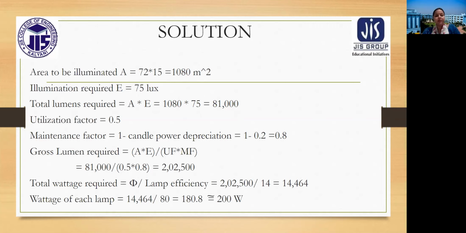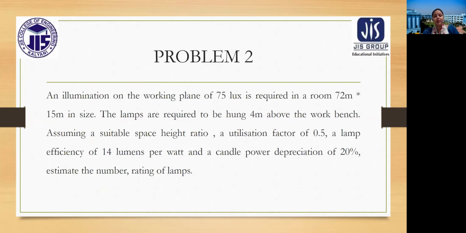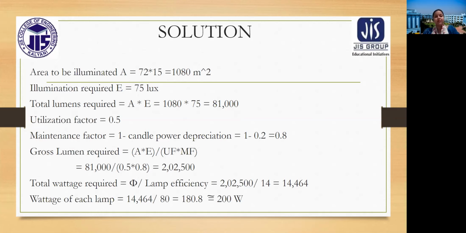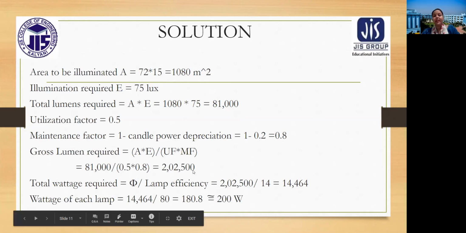Now the gross lumen required, we know the formula, A into E divided by UF into MF. Put all the values and you can find the gross lumen. Now the total wattage required will be that gross lumen divided by lamp efficiency. A lamp efficiency of 14 lumen per watt is mentioned in your problem. So you can put the gross lumen as 2202500 divided by lamp efficiency 14. So your total wattage required will be 14464 watt.